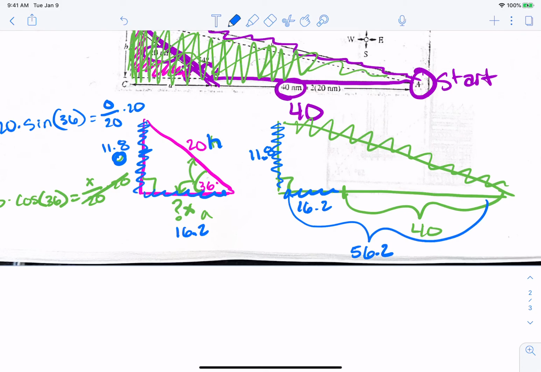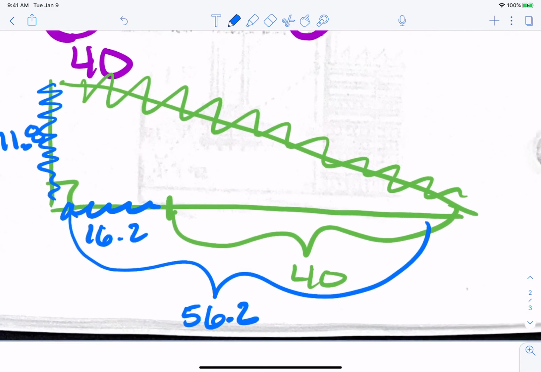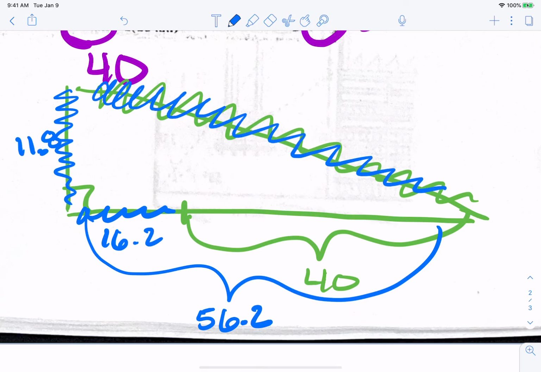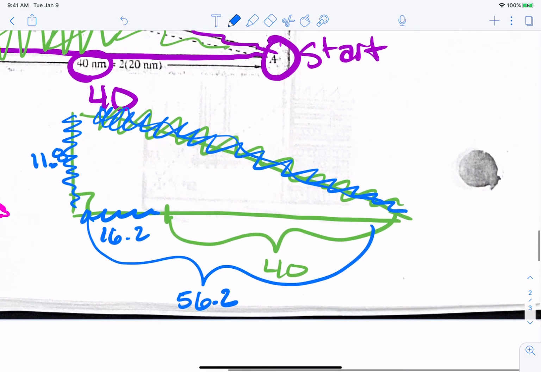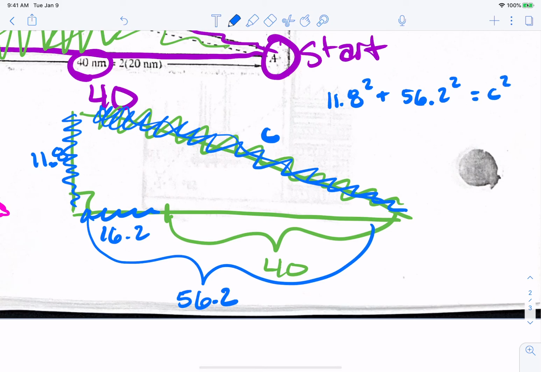Okay? Good? All right, so now I know a little bit more about this green triangle right here. What I really would like to find is this side. And I can find that side right now, because this is a right triangle. We haven't done this yet, but Holly mentioned it earlier. If it's a right triangle, we can do the Pythagorean theorem, right? So I have 11.8 and 56.2.